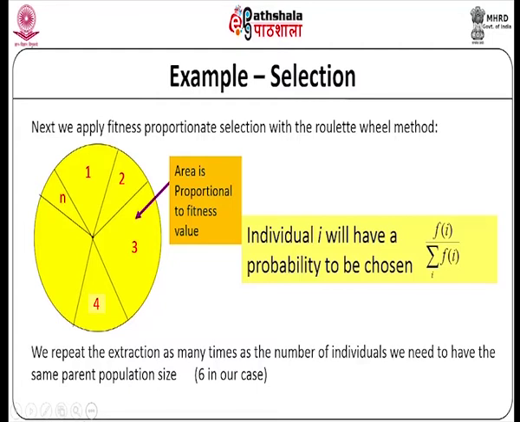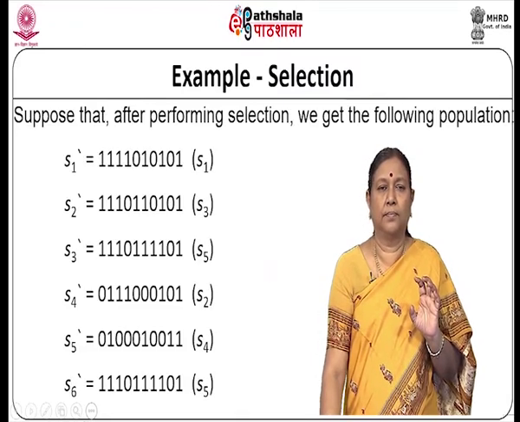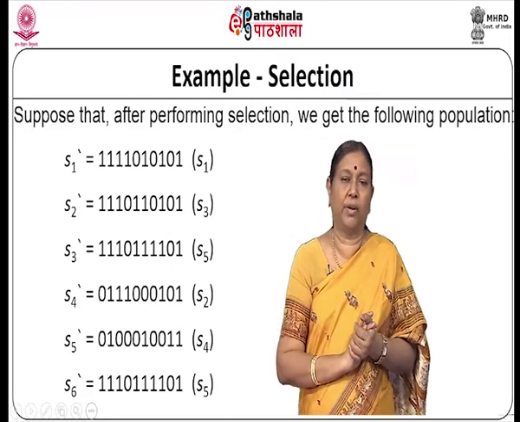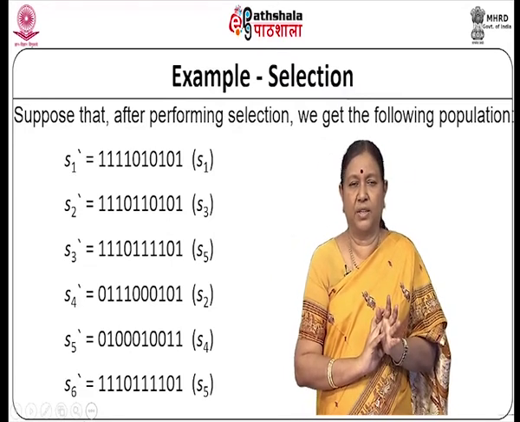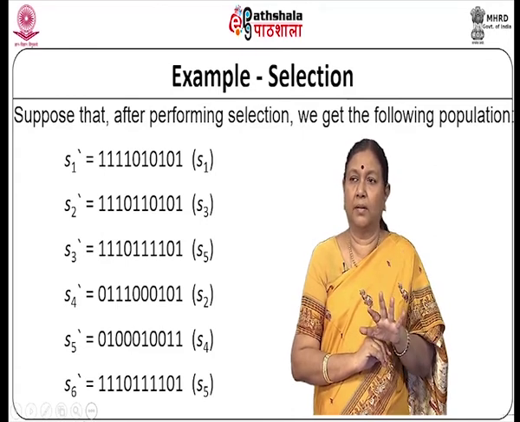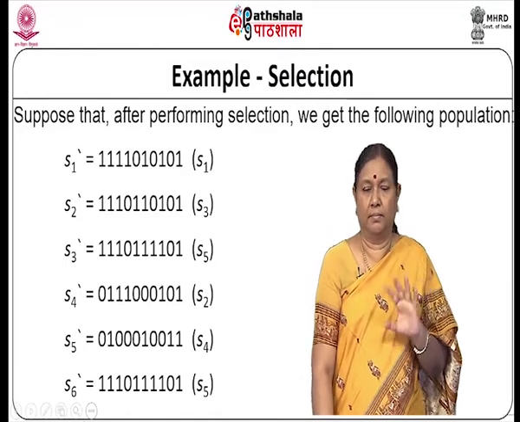That means we have to choose the parents accordingly. We have to choose 2 parents, 6 times, any 2 parent individuals 6 times. So, we have to choose the parents appropriately. Suppose that after performing the selection according to the roulette wheel, we get the following population. S1 dash is the first of the selected individuals after the selection.